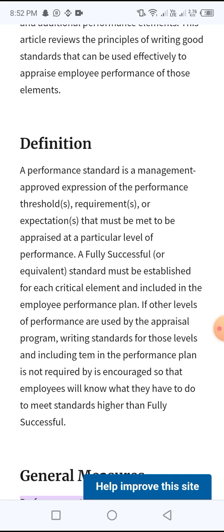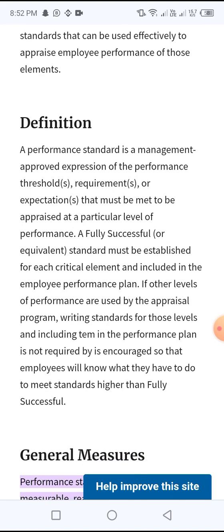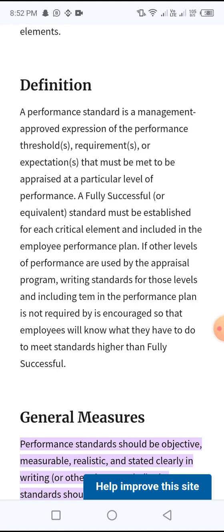A fully successful or equivalent standard must be established for each critical element and included in the employee performance plan. If other levels of performance are used by the appraisal program, writing standards for those levels and including them in the performance plan is not required but is encouraged so that employees will know what they have to do to meet standards higher than fully successful.